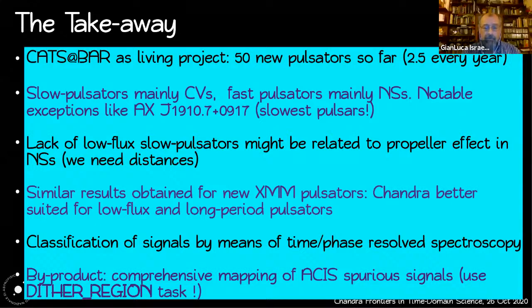And finally, I have no time to talk about the byproducts of this kind of study, which is a comprehensive mapping of the ACIS produced signal. But I just want to stress that when you have your own data, please look at all the objects you have in your field of view, and also try to use the detail region Chow task in order to assess whether a signal is real or spurious.